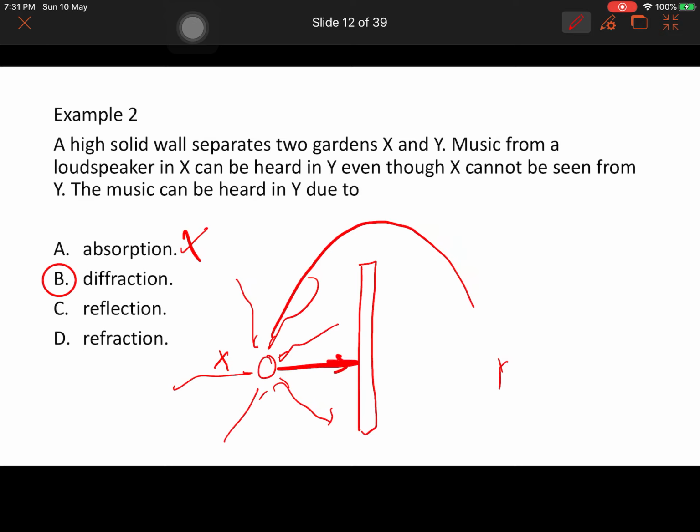Is it by reflection? If the sound wave comes this way, it's going to get reflected. If the sound comes this way, it's going to get reflected this way. So if it gets reflected, Y wouldn't be able to hear it. So it's not by reflection.